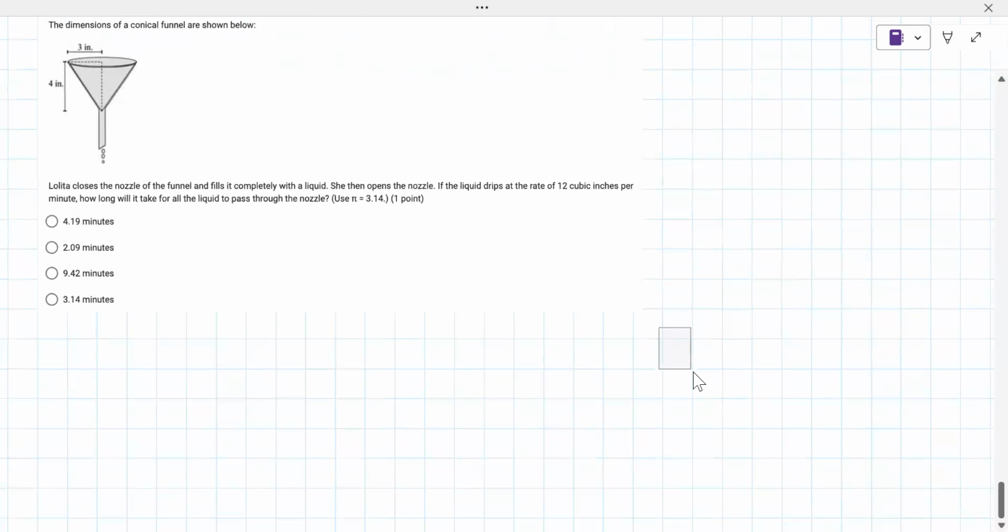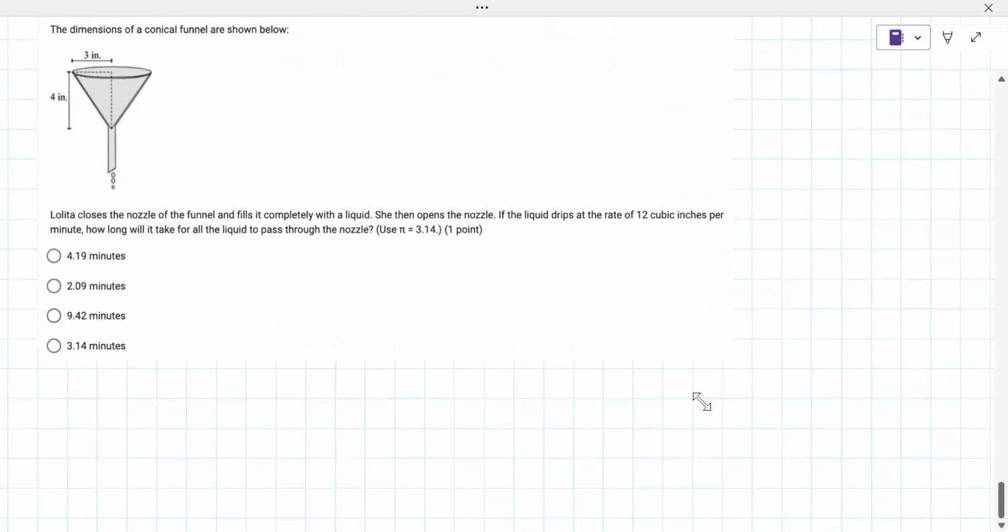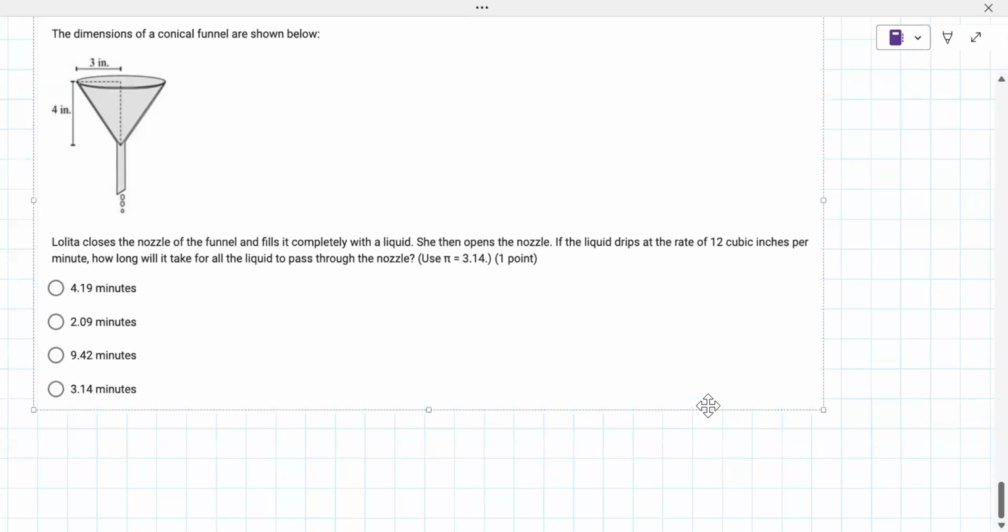Perfect. There we go. Dimensions of a conical funnel are shown below. Lolita closes the nozzle of the funnel and fills it completely with liquid. She then opens the nozzle. The liquid drips at the rate of 12 cubic inches per minute. How long will it take for all the liquid to pass through the nozzle?